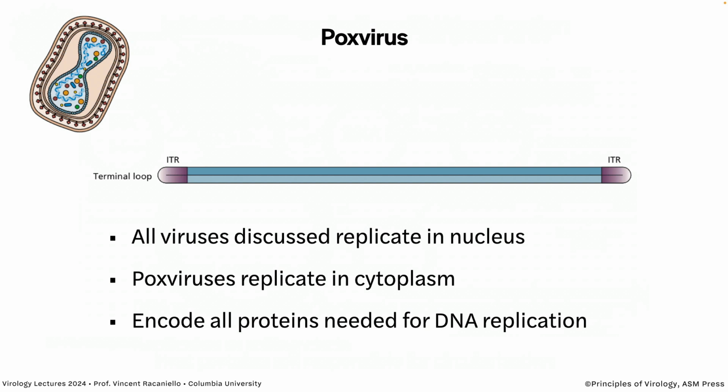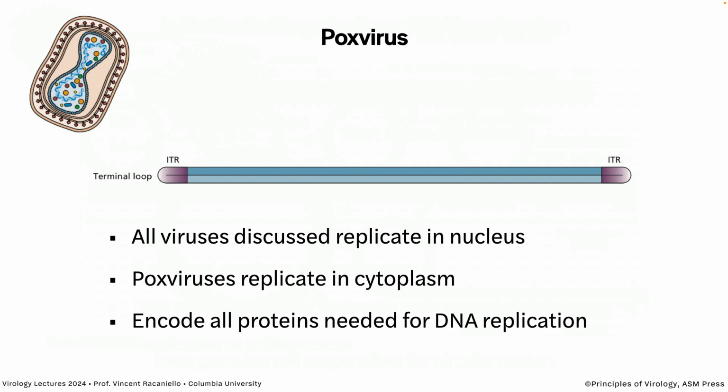Now, this one we're talking about because it replicates in the cytoplasm. It's the only one so far that we've talked about that replicates in the cytoplasm. All the others go in the nucleus where they can access other proteins from the cell that are needed for DNA synthesis.